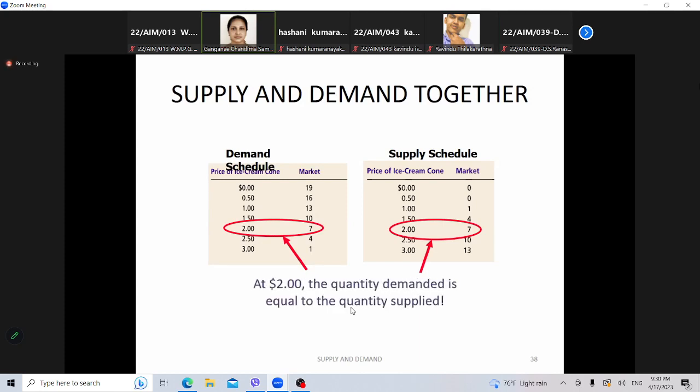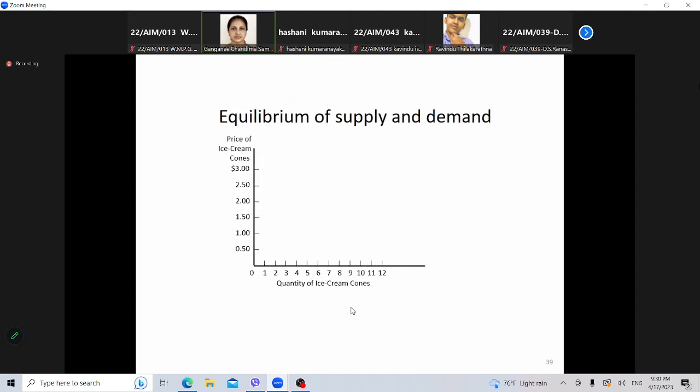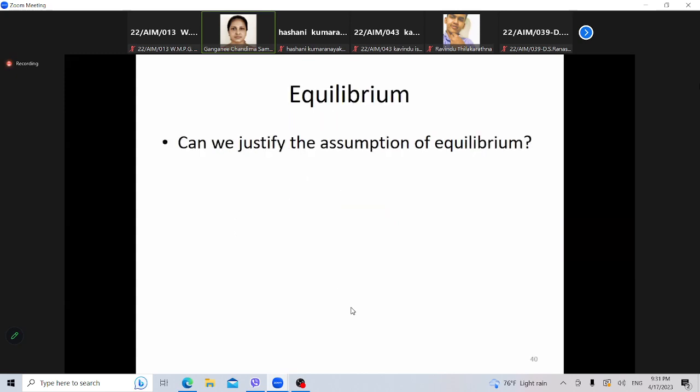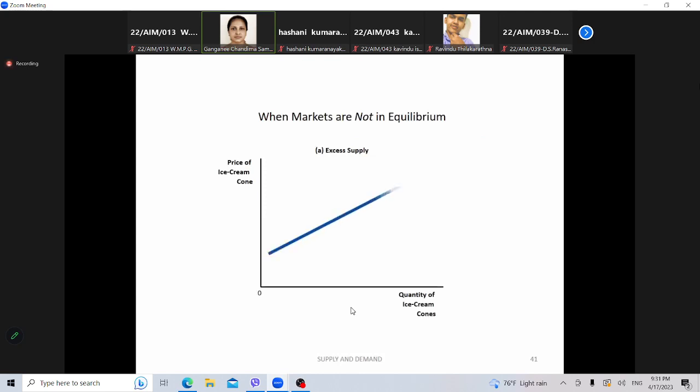If we draw this graphically, here you can see the supply and demand curve at equilibrium prices. At the equilibrium point, the price is called the equilibrium price. The quantity is called the equilibrium quantity. Okay, so can we justify the assumptions of equilibrium? We will see what the assumptions are. So here you can see the equilibrium price and equilibrium quantity.